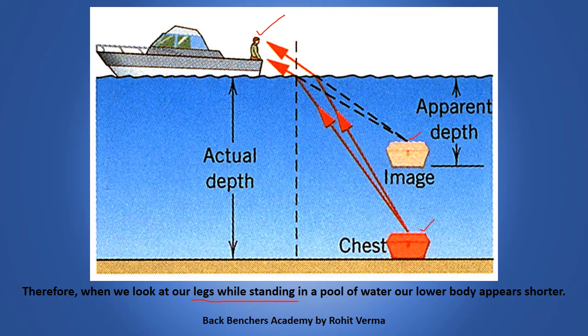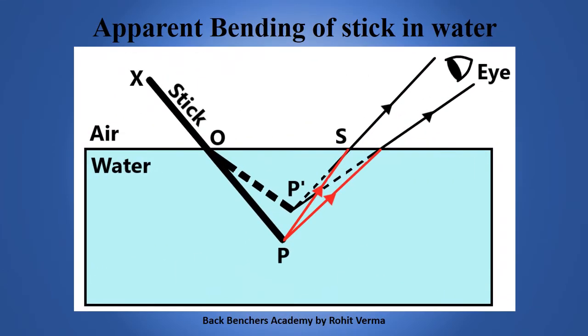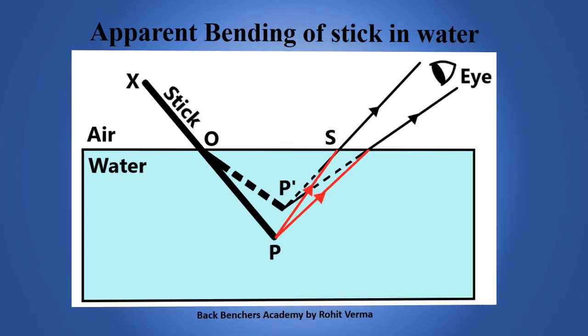The same thing we can understand when we look at our legs while standing in a pool filled with water: our lower body appears to be shorter. That happens because of refraction of light. Similarly, the phenomenon of a bending stick in water, which we've discussed in one of my previous videos: a spoon is put inside a transparent glass filled with water, and the lower portion of the spoon inside seems to be bent because of refraction of light.